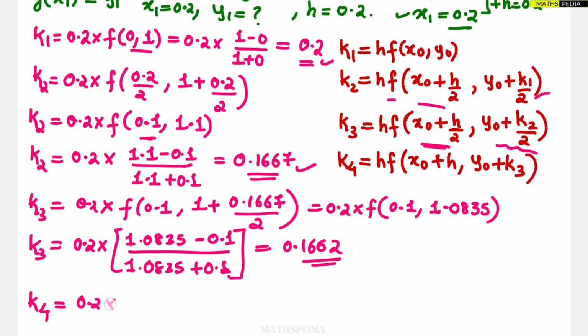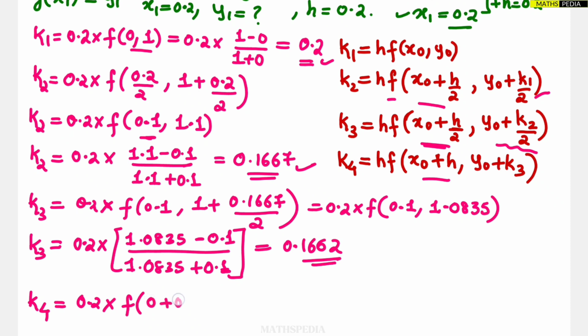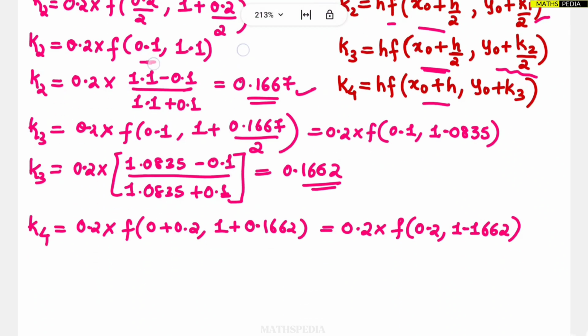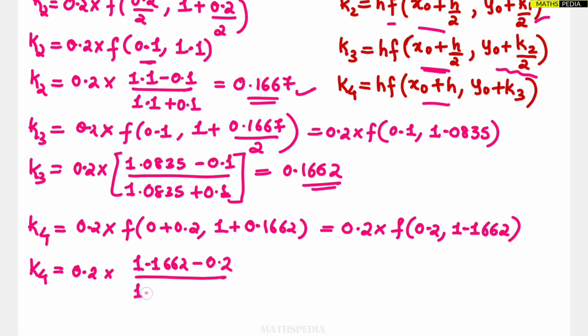For the k4 value, 0.2 into function of x naught plus h. What is the x naught value? 0 plus 0.2 comma y naught value, which is 1, plus the previous value k3. So it is equal to 0.2 into function of 0.2 comma 1.1662. So the k4 value becomes 0.2 into 1.1662 minus 0.2 divided by 1.1662 plus 0.2, that is equal to 0.1414.